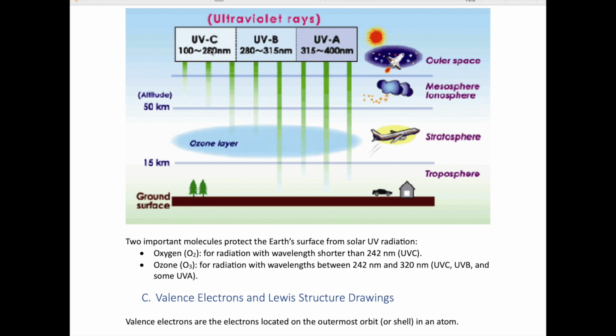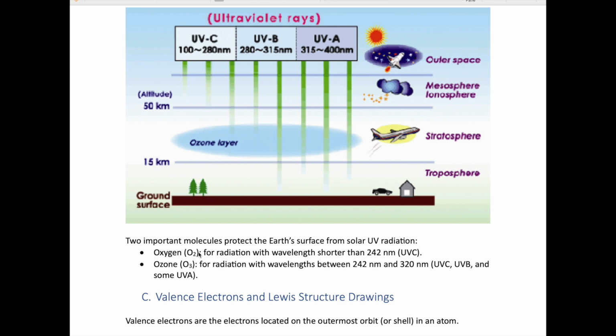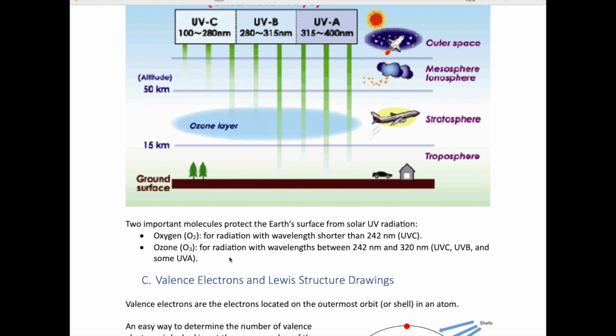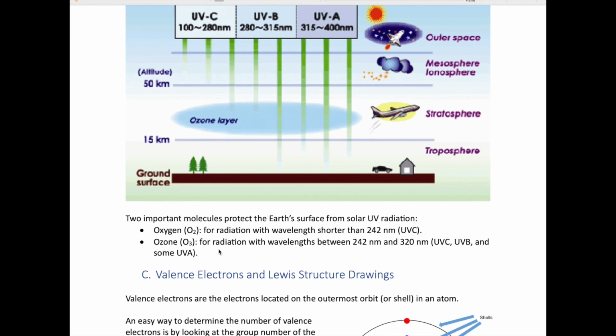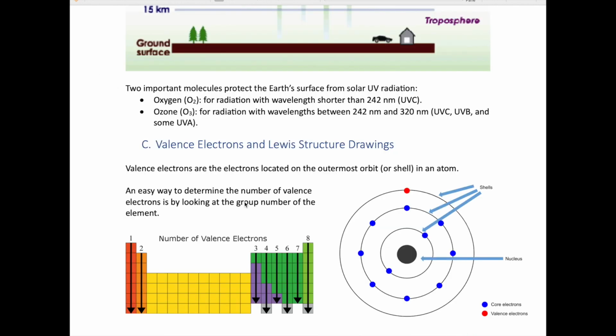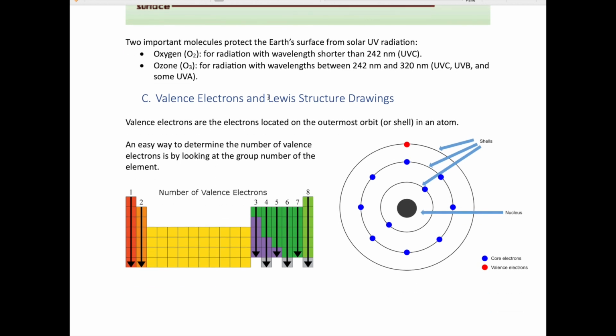The higher energy ultraviolet radiation is blocked from reaching us on the surface of the Earth by both the ozone layer and the oxygen atmosphere. Before we can talk about how these two molecules actually protect us from this radiation, we first need to understand molecular structure, because that explains why these two molecules specifically are able to absorb the energy of this radiation. To do that, we need to talk about something called Lewis structure, which is a way for chemists to show how electrons and atoms are arranged in molecules.